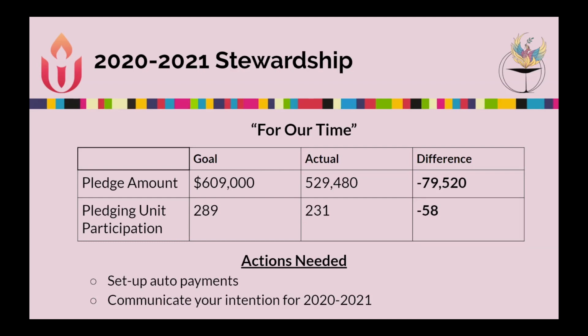Our theme this year was For Our Time, and boy, we couldn't have picked a better, more appropriate theme, because every week we're shifting some more for our time. Our goal this year was 609,000. As of yesterday, we have 529,480 pledged, which we're still looking for then 79,520 to reach our goal.